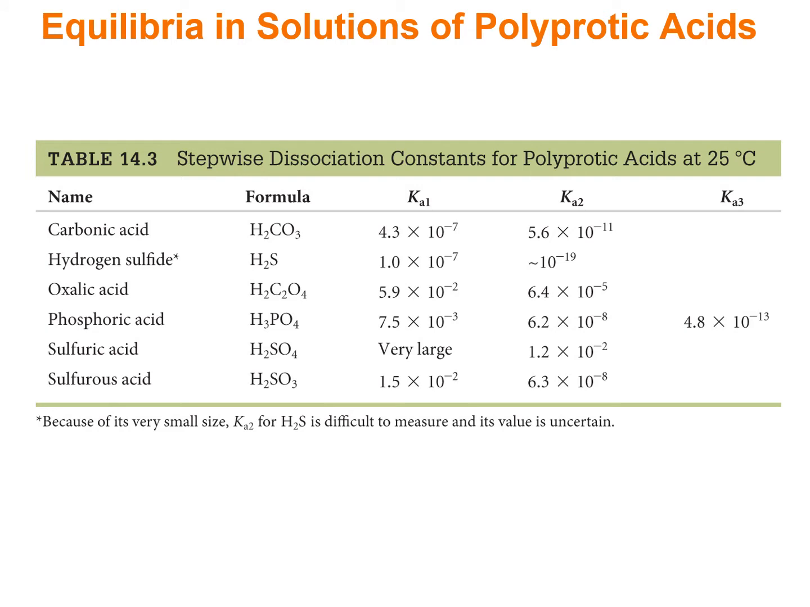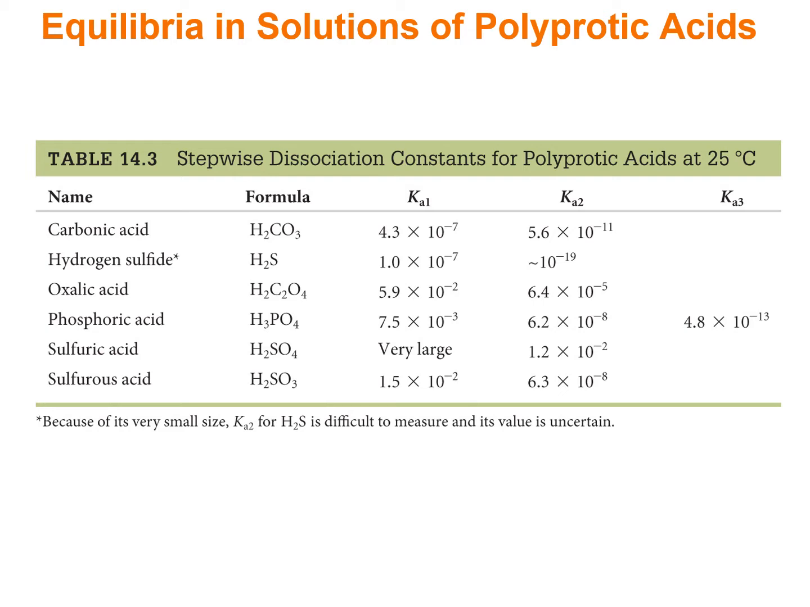Here are some examples of the things I mentioned. Carbonic acid we already discussed. Hydrogen sulfide is also capable of that. It smells like death and is pretty poisonous. It's 1 times 10 to the minus 7 for the first one, and then 10 to the minus 19. It barely wants to dissociate after that. Oxalic acid, H2C2O4, is 10 to the minus 2 for the first one and 10 to the minus 5 for the second. As I mentioned, phosphoric acid is 10 to the minus 3 for the first one. It's not that bad of an acid. The second one goes down to 10 to the minus 8, and for the third, 10 to the minus 13. So, consequently, it just gets smaller and smaller.